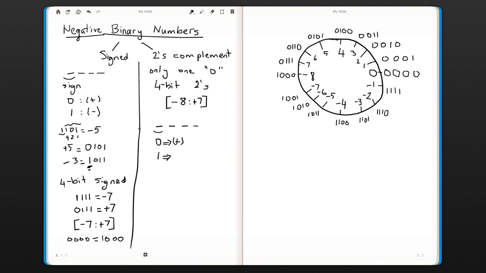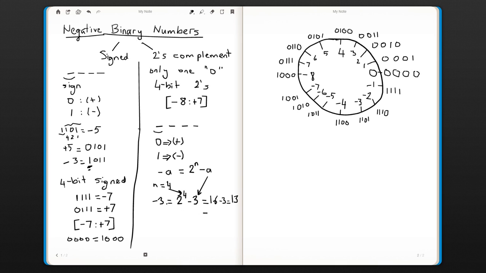If it is 1 though, this is a little bit tricky. That means your number is going to be negative, and a negative number minus A, where A is your number, is going to be represented by 2 to the power of n minus A. Again, for the 4-bit system, n is 4. Let's say you want to represent minus 3. You're going to have to write 2 to the power of 4 minus 3. So this is your A and this is your n. This number is going to be 16 minus 3, 13.